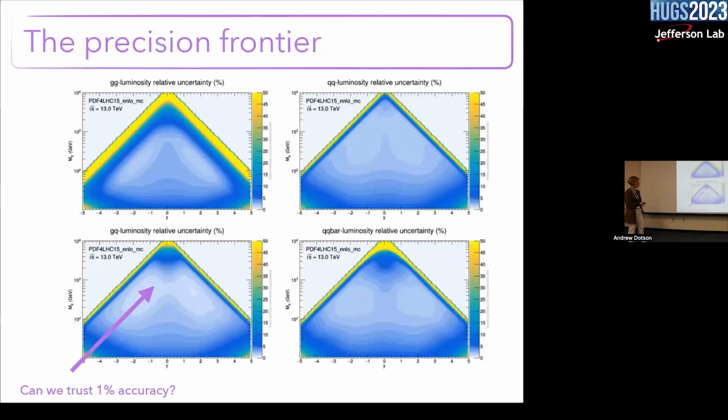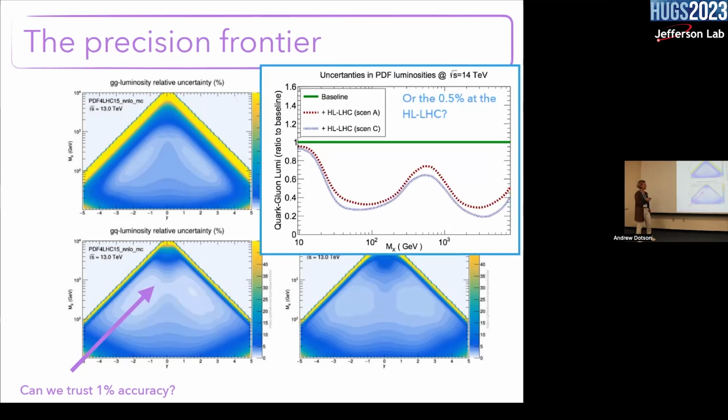But really, I think the question is, let's take, for example, NNPDF. We are making a claim that we have 1% accuracy in lots of regions. But the point is, can you trust this kind of accuracy? When I give you a PDF with a 1% uncertainty, can you trust it? Then there are some projections that if you add the High-Lumi LHC data, you go to 0.5%.